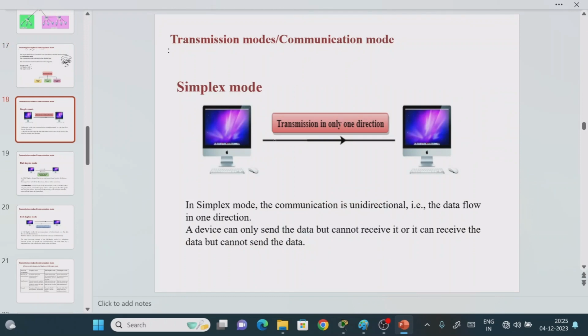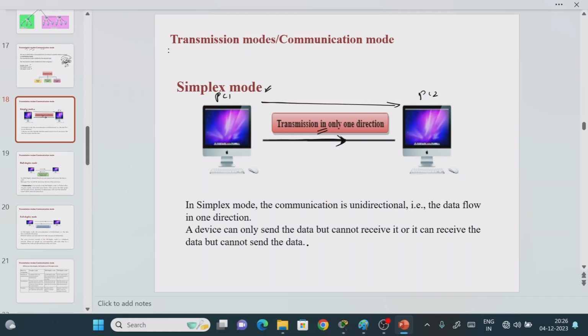Now first we will see the meaning of simplex mode. Here we have the transmission mode, and this transmission mode is only one way direction. What is the meaning of this? In simplex mode the communication is unidirectional. Let this be your PC1, this be your PC2. If you want to send the information from here, it is possible, right? So a device can only send but cannot receive, or it can receive the data but it cannot send. It means only one way communication.